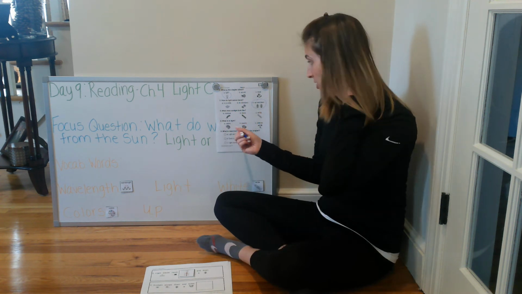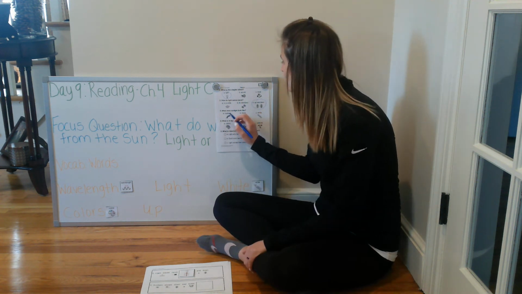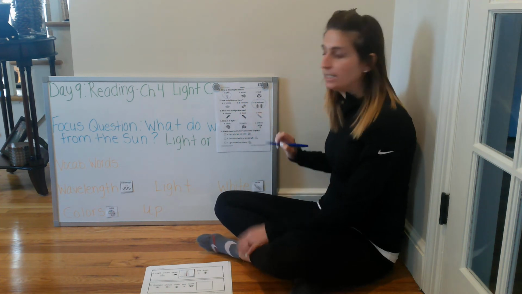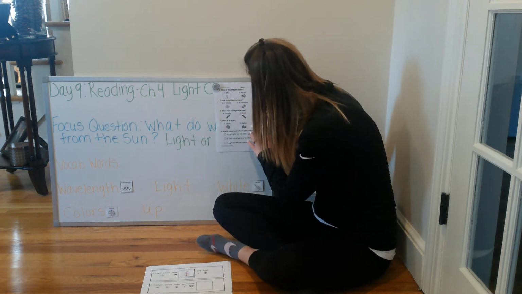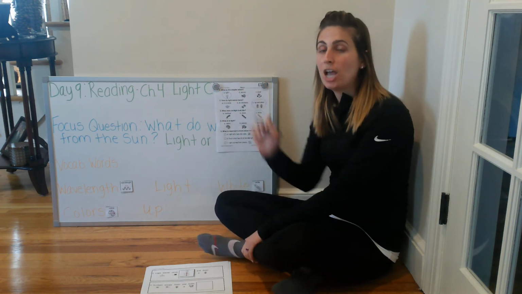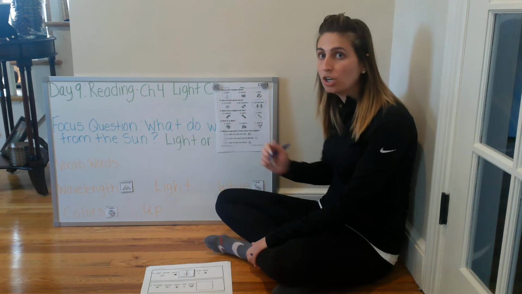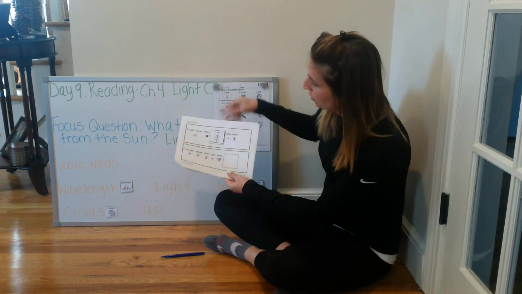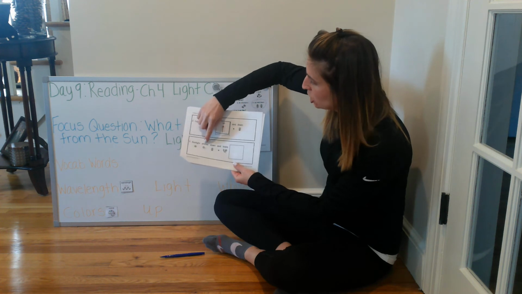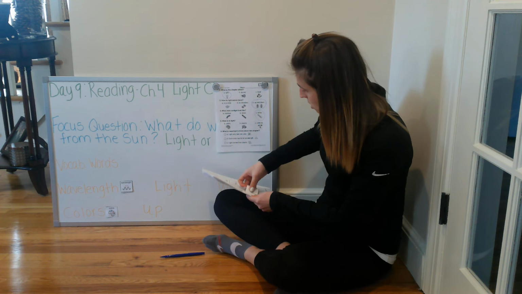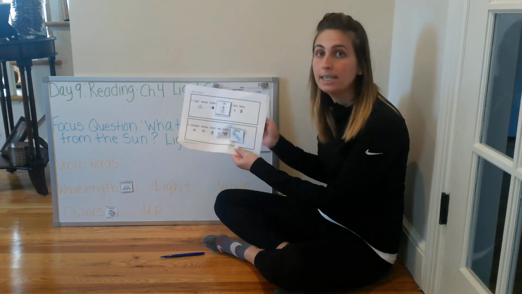Question number 3 for the multiple choice. What does sunlight look like? Rainbow, black, or white? And the correct answer is white. Remember, if you got it right, you're going to put a check next to it. If you got it wrong, you're going to correct your answer. Question number 3 for the fill-in. Sunlight shines down and looks white is your fill-in.